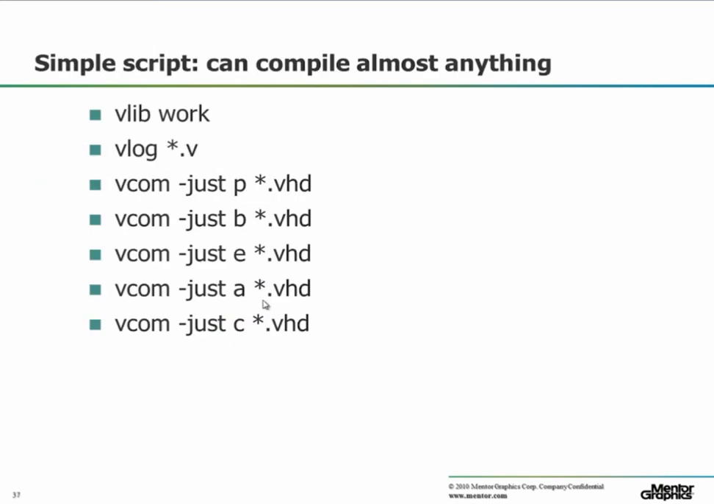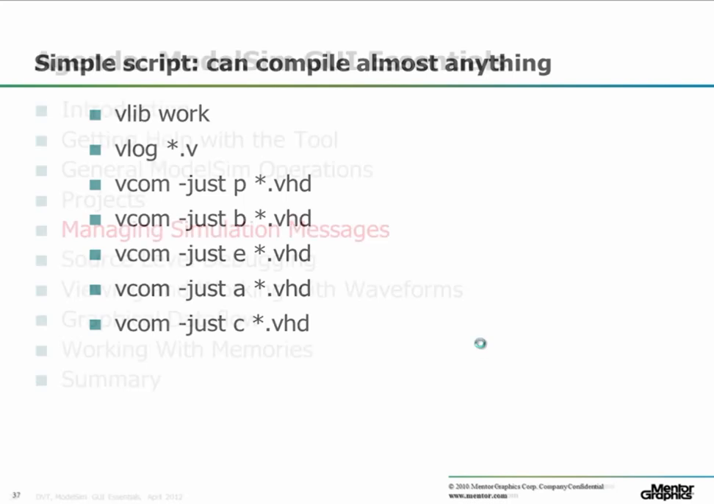If I can't figure it out that way, this script will compile just about any bit of code you throw at it. So here what I've done is create a library called work. I said vlog all the Verilog code, and then vcom just the packages, just the package bodies, just the entities, just the architectures, and just the configurations. And that will compile most sets of random code that somebody throws at me.